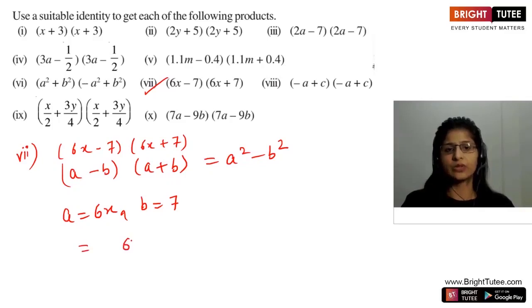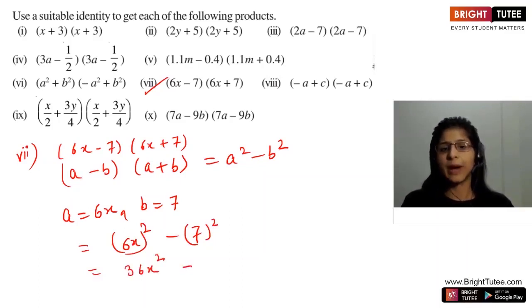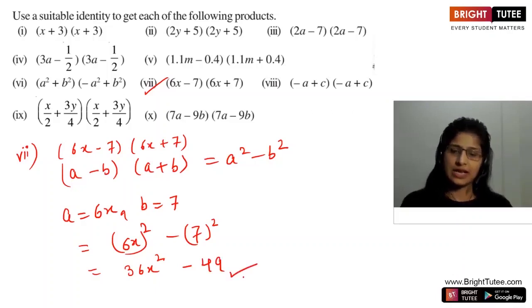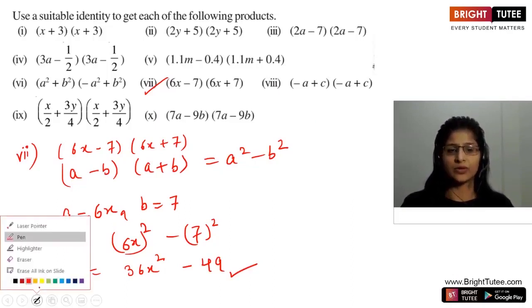So what will be the answer of this identity? It will be equal to 6x whole square minus 7 square. And you know 6x whole square is 36x square, right? Minus 7 square is 49. So this is what your answer for this question. Okay, now let us try the next part, eighth part of this.